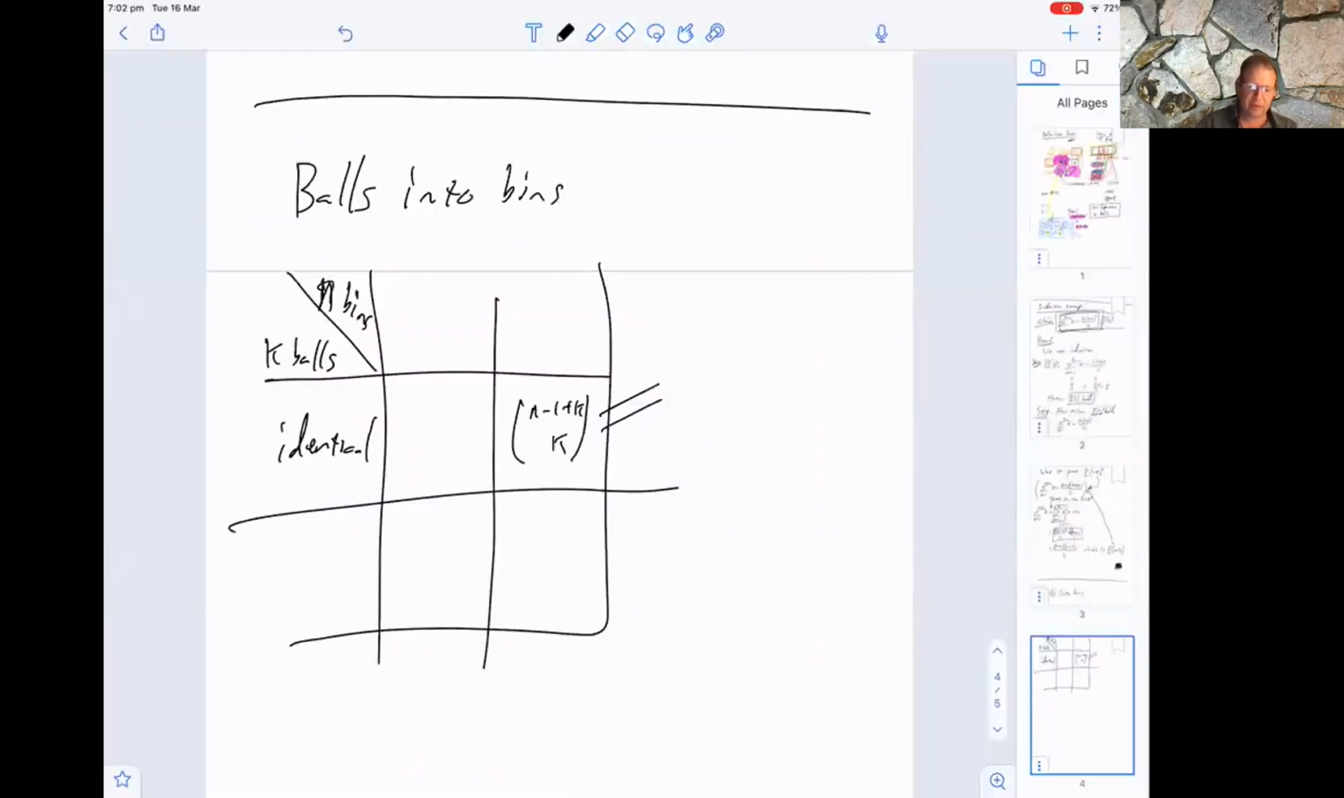We're back in balls into bins. N bins, K balls, identical or unique are the balls, and limit of 1 or unlimited. We've used different words for that. And what Neil asked is that we see just another example for this, n minus 1 plus k over k. What's a different way to write this?